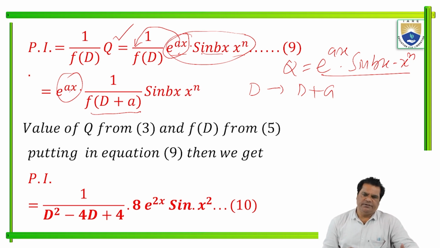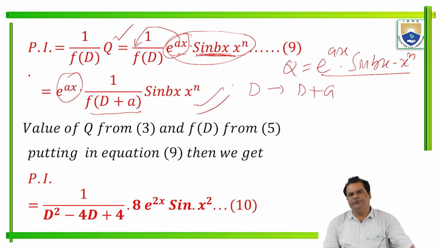One function goes to the left side. The exponential function goes first, to the left side of the operator, in the numerator. The other two functions stay in the same place, not changing. These two functions are on the right-hand side. The exponential function goes to the left side, then D converts into D plus a. So this is the basic formula we use in this question.